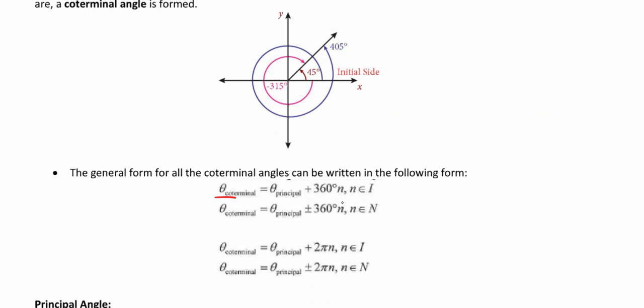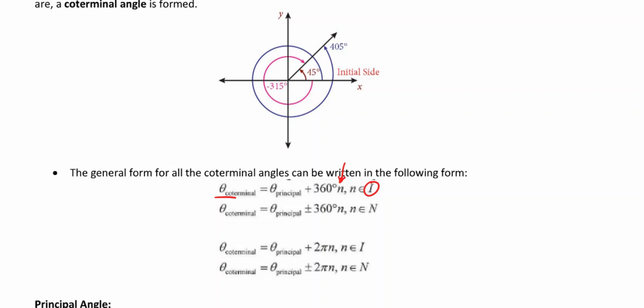The reason is because if we look at this last part, this is 360 times n, where n is a member of the integers. So remember what the integers are, right? The integers are negative numbers and positive numbers. So if we're including the integers, what if I put -1 in for n? Well, then that will be plus -360, which is really the same thing as subtracting 360.